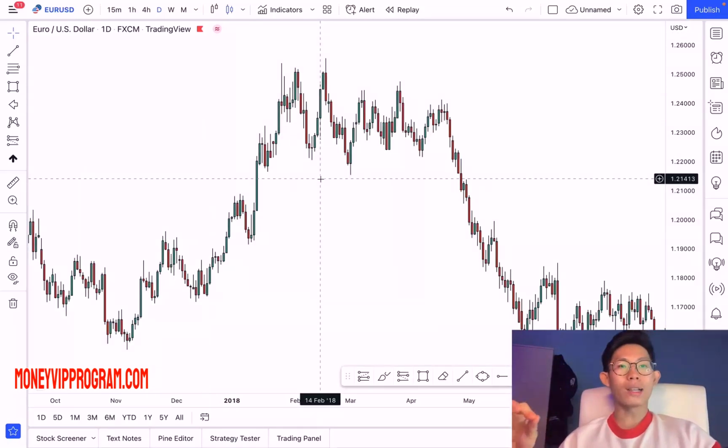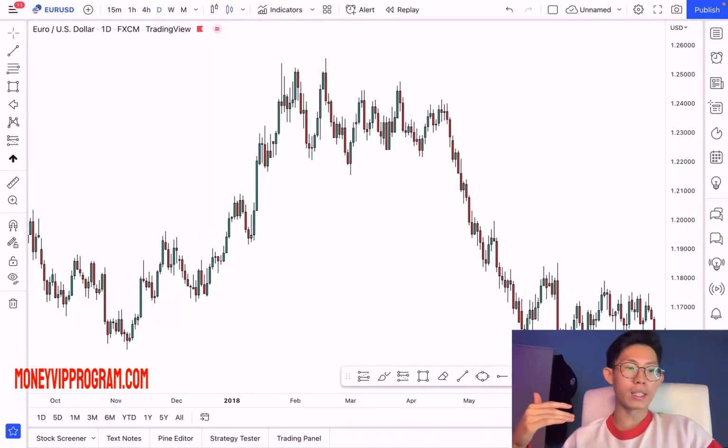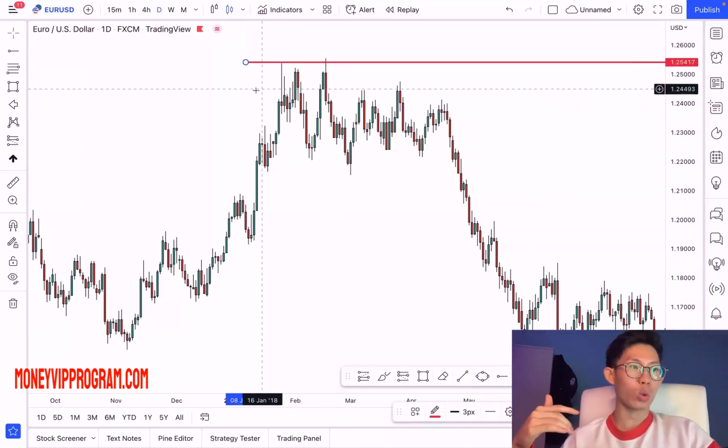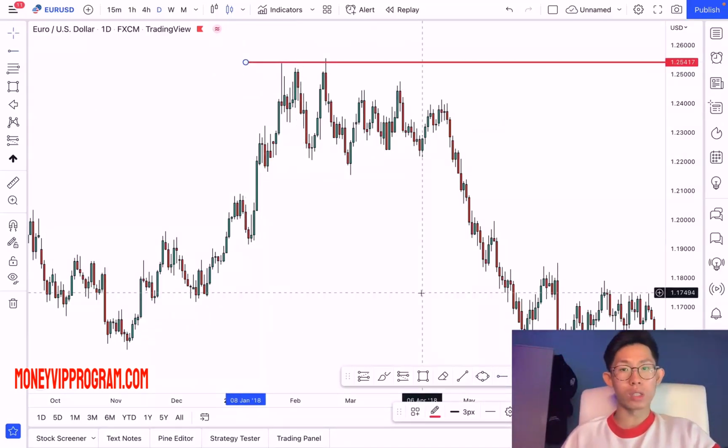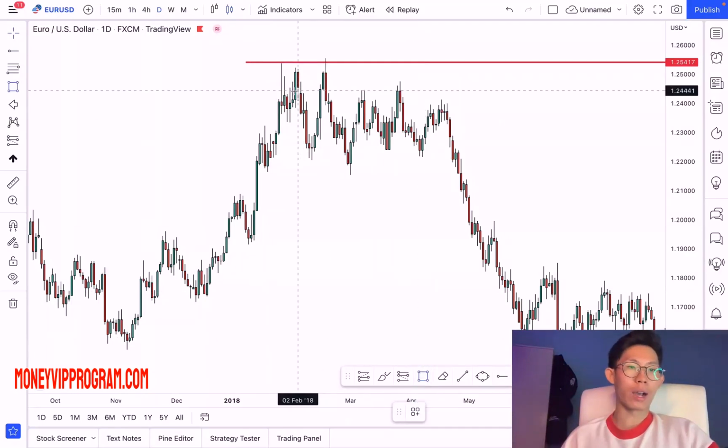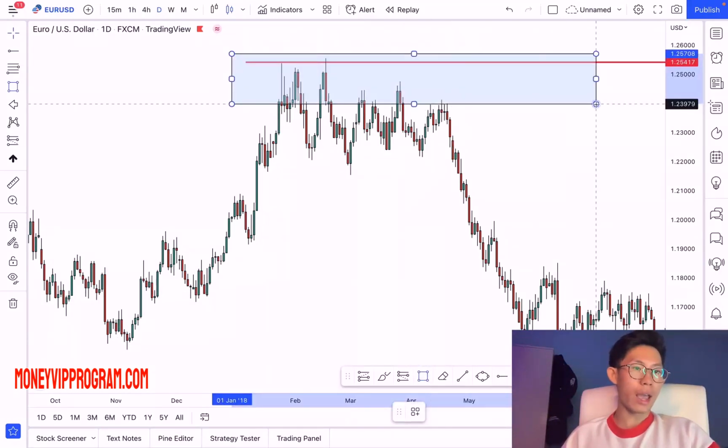And guys, I want you to remember that support and resistance levels are not exact levels. What I mean by that is they will not just go exactly to 1.254 and then reverse. No, it is an area, guys. You can see right here is an entire area.